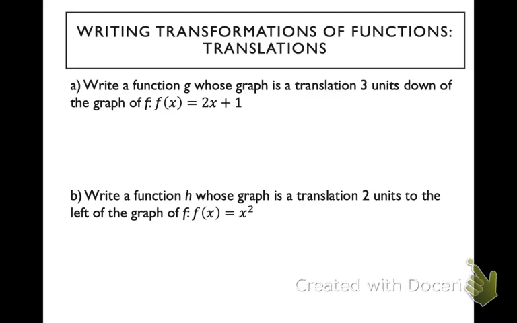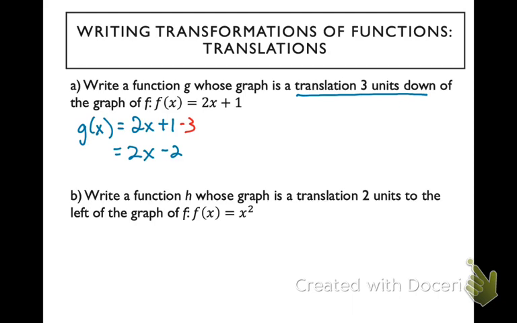So if you look at example A with me, it says write a function g whose graph is a translation 3 units down of the graph f of x equals 2x plus 1. So we remember we're going to need to subtract 3 from the end of the function. That would be introducing a k value. So we're going to use g of x as our new translated function. We'll subtract 3. Then you want to simplify if you can. So our final answer will be 2x minus 2, and that will be the line that transformed the line 2x plus 1 by shifting it 3 down.